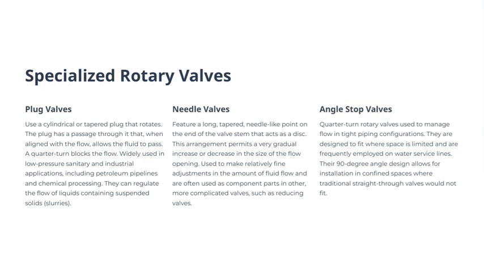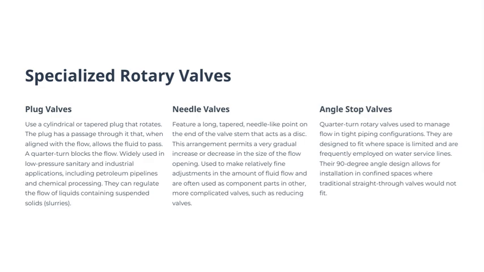Next, needle valves use a cylindrical or tapered plug that rotates to control flow. Think of the plug as a gate that aligns with the flow path when open, allowing fluid to pass through. When you rotate it a quarter turn, it blocks the flow completely. These valves are widely used in low-pressure sanitary and industrial applications, including petroleum pipelines and chemical processing, because they can also regulate the flow of liquids containing suspended solids, like slurries.